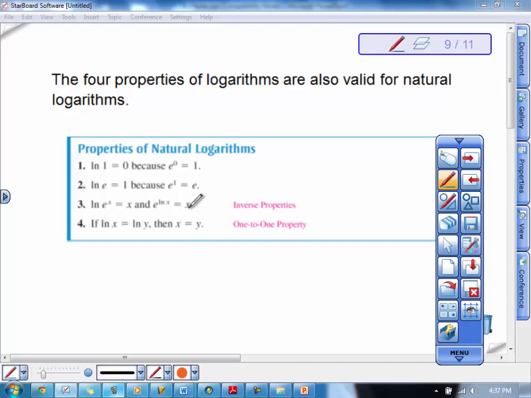And the same thing with these. Base to the exponent gives you this, and you know, e to the natural log of x just gives you x. Those cancel. Okay, and the last property, natural log of x equals natural log of y. That's a one-to-one correspondence where if you change it to an exponential, e to the natural log of y equals x, well then obviously these cancel and you get y equals x.